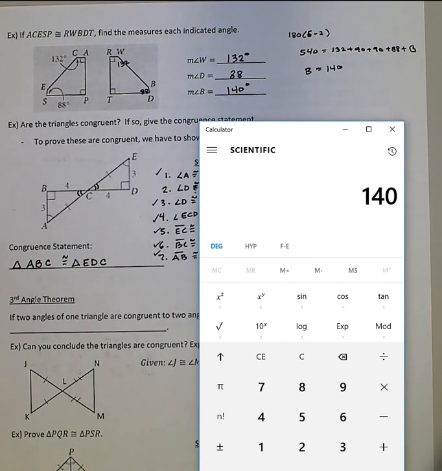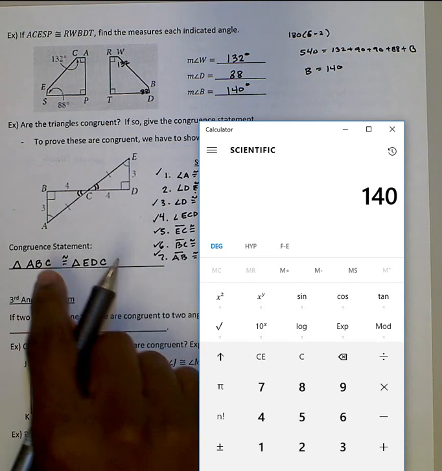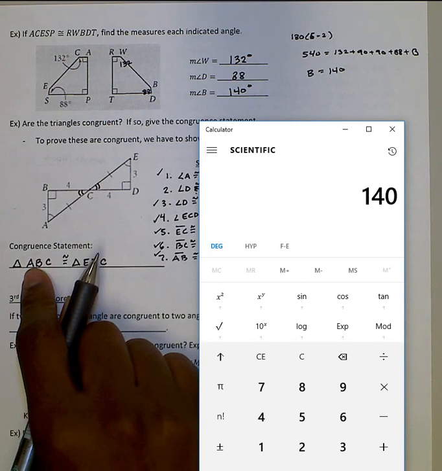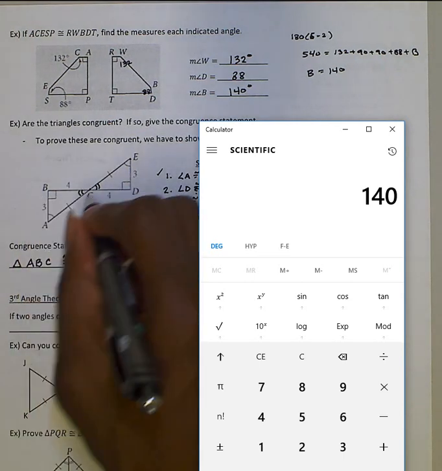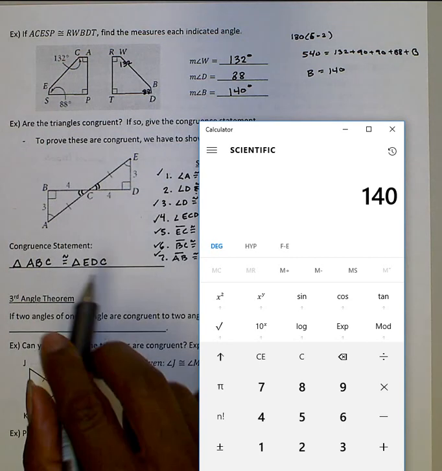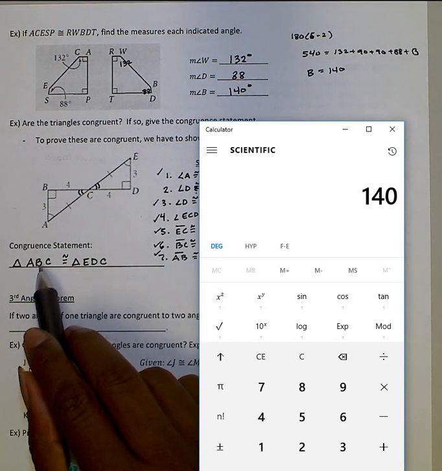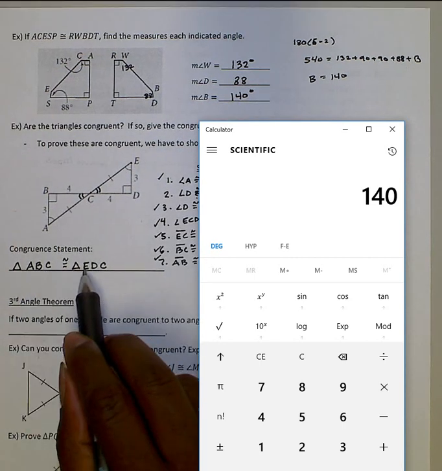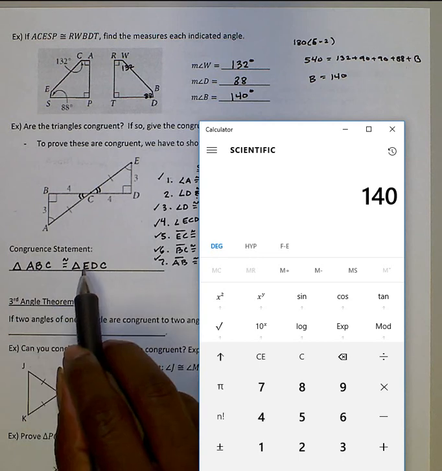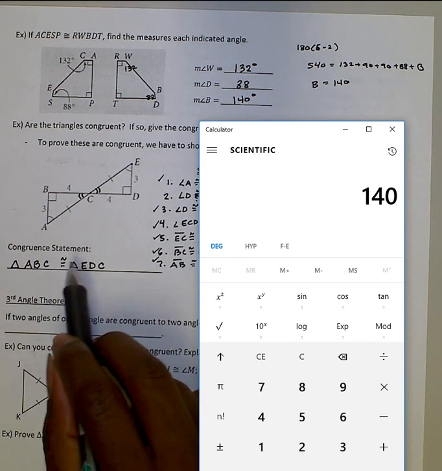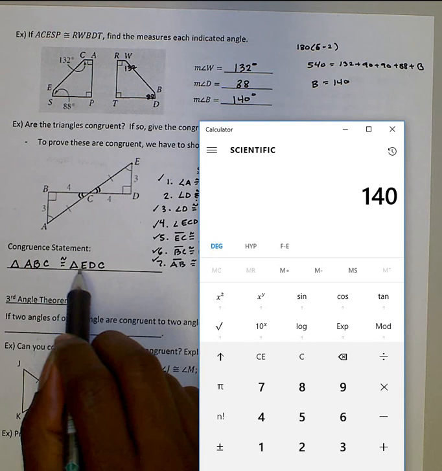Okay, so notice that these aren't random. The first one I can choose however I want to. It should be in order that I can draw without picking up my pencil. But outside of that, I can do whatever order I want to, start with whatever letter. The second one has to make sure that each angle corresponds with this congruent angle. So A matches E, B matches D, C matches C.